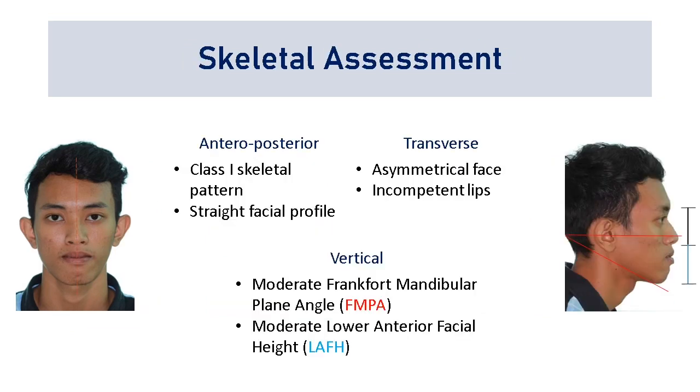The skeletal assessment is divided into three parts: anteroposterior, transverse, and also vertical. Anteroposteriorly, we could assess that the patient has a class 1 skeletal pattern and a straight facial profile. He has an asymmetrical face. As you can see, the right side of the lower jaw is slightly more prominent than the other side, and the patient has incompetent lips. Patient has moderate Frankfurt mandibular plane angle and moderate lower anterior facial height.